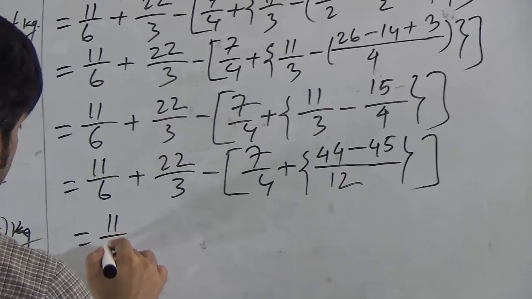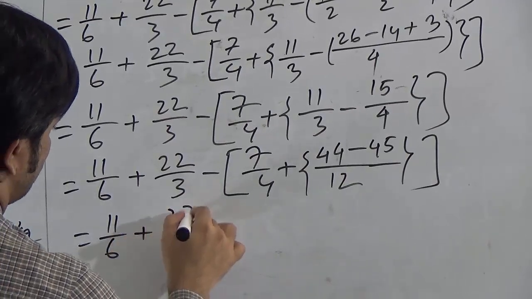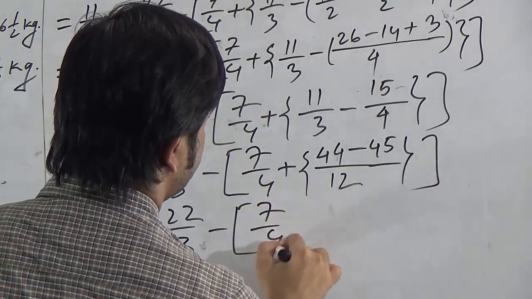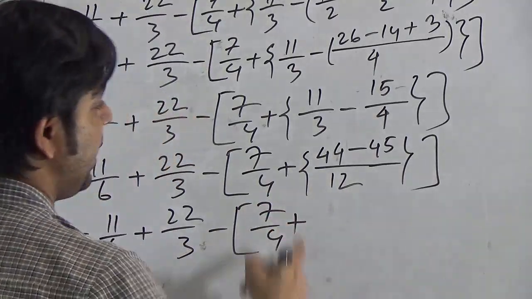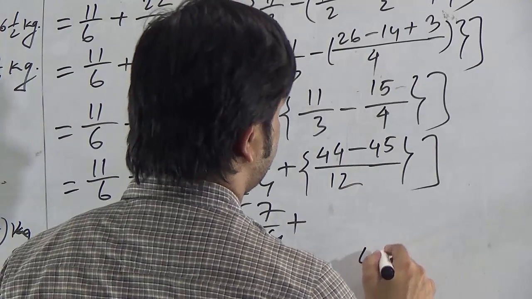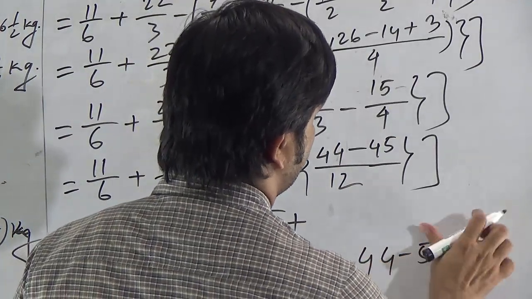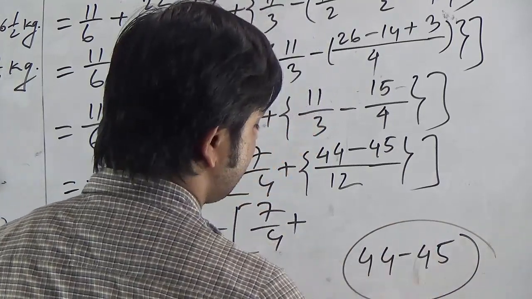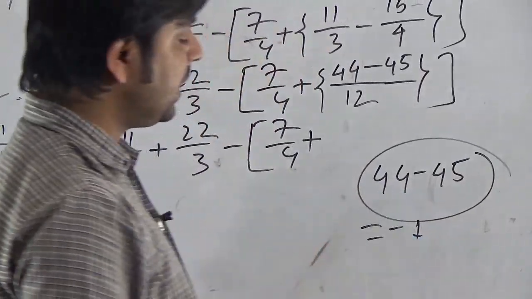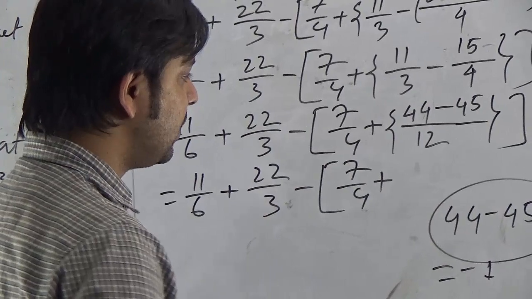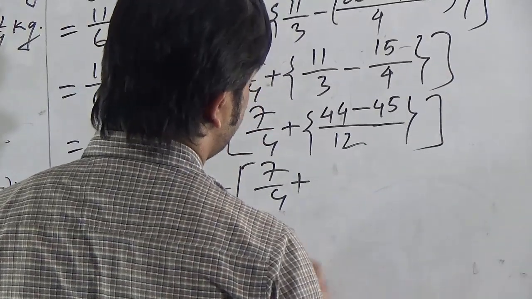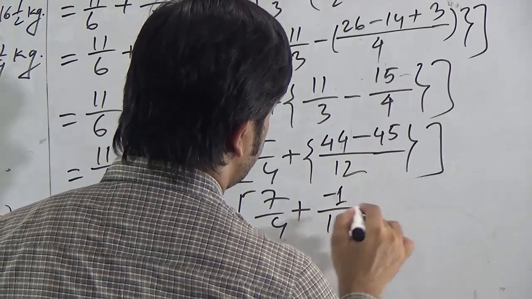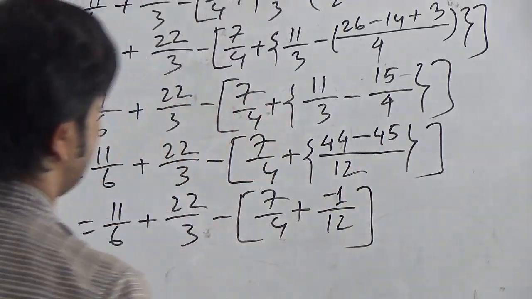11 by 6, 22 by 3, minus, third bracket 7 by 4, plus. Dear students, is it possible to subtract 45 from 44? If we subtract, we will get minus 1. So this fraction will be, in the numerator we have to write minus 1, and in the denominator there will be 12.